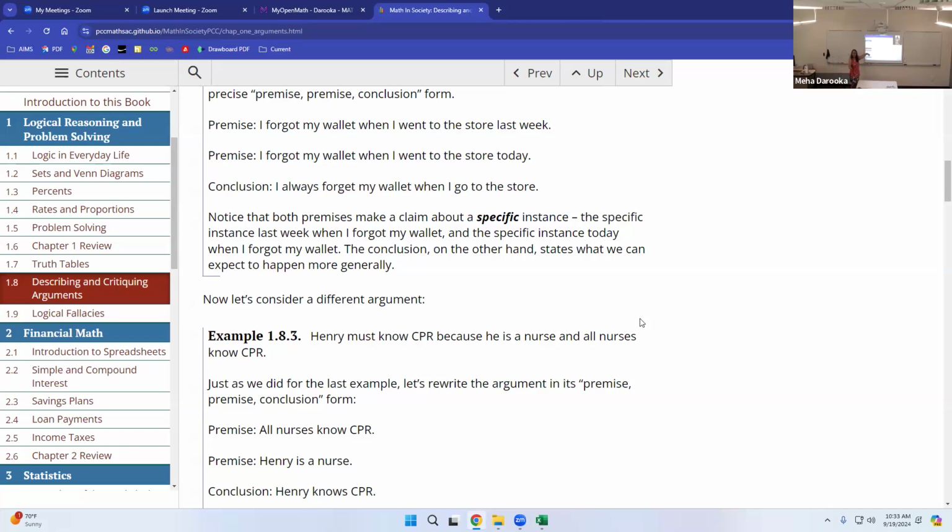But can we say it happens every time or it's always? Because I think that's the key word here that we're looking at. So note that both premises make a claim about a specific instance, the specific instance being last week and today when they forgot their wallet. And then the conclusion is actually saying something more general, right? Because they're saying, I am doing this always. This is happening all the time. Okay, so you went from a specific to a general conclusion, right? Your instances were specific, but your conclusion is general.